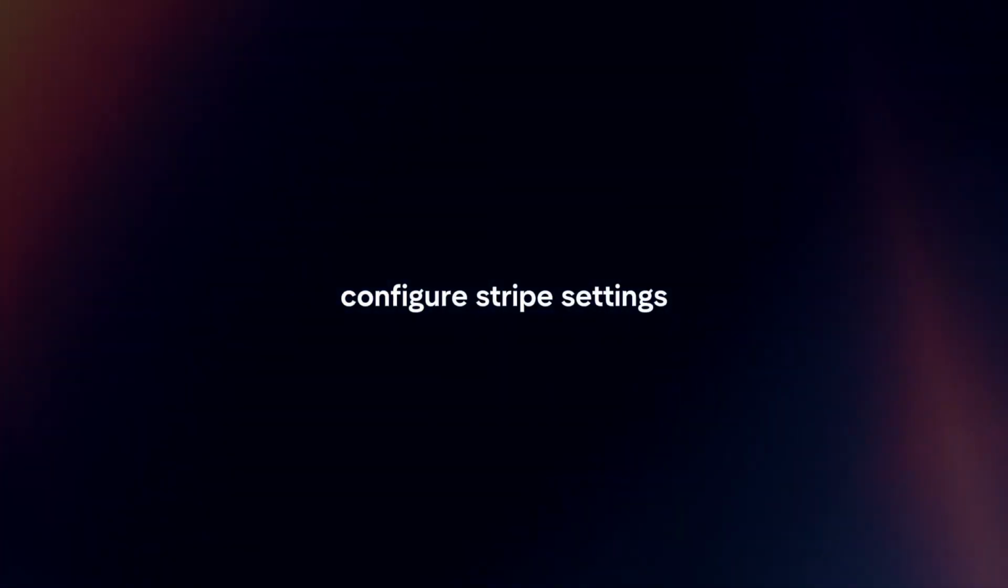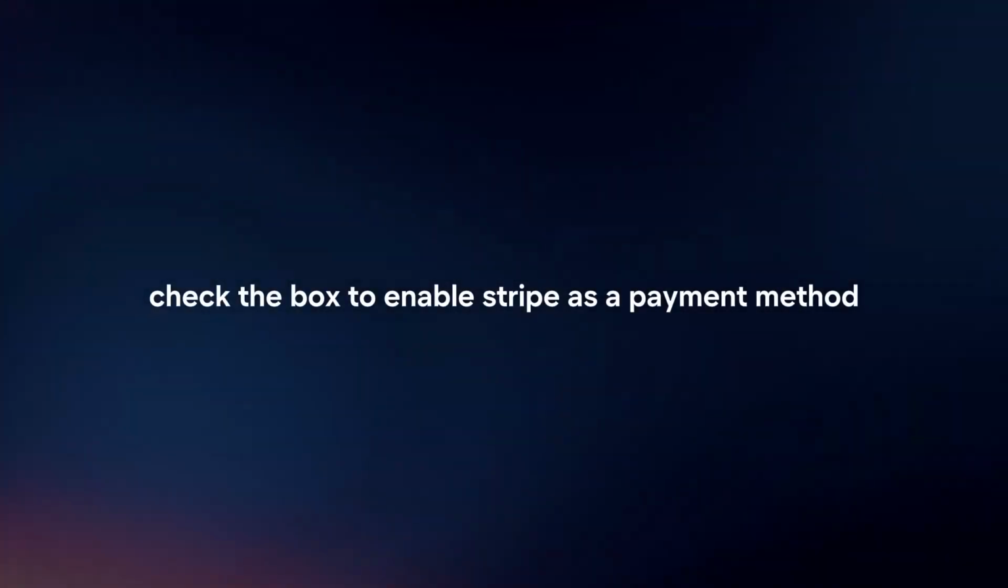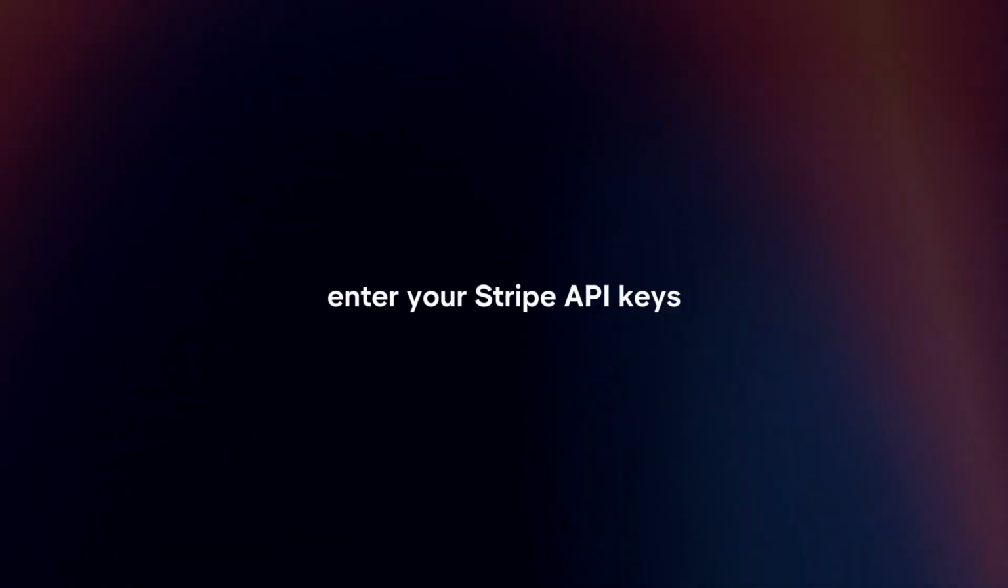Configure Stripe settings. Check the box to enable Stripe as a payment method. Enter your Stripe API keys. You can find these keys in your Stripe account dashboard under the API section.